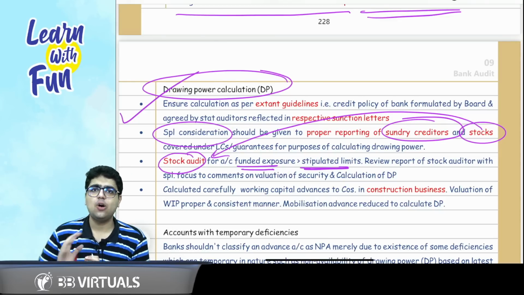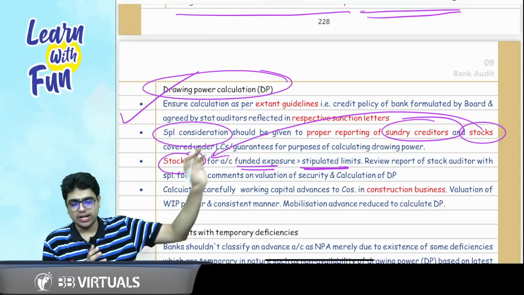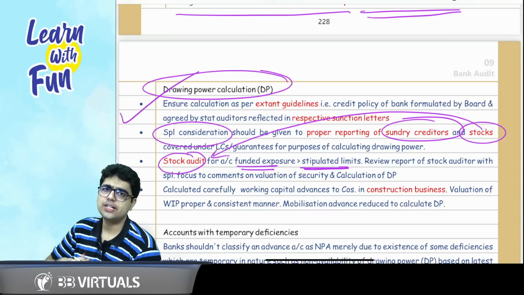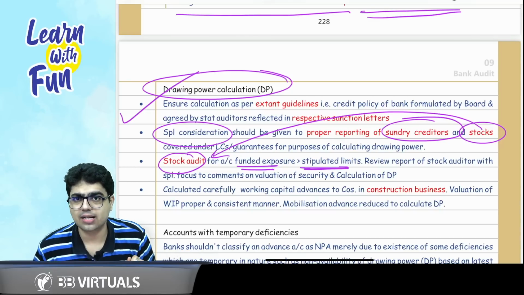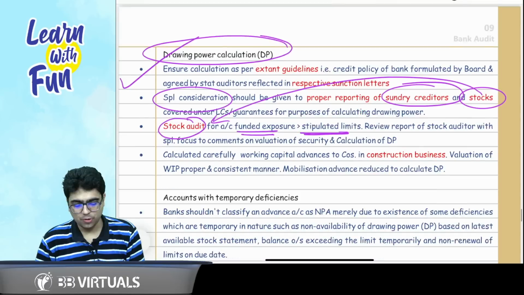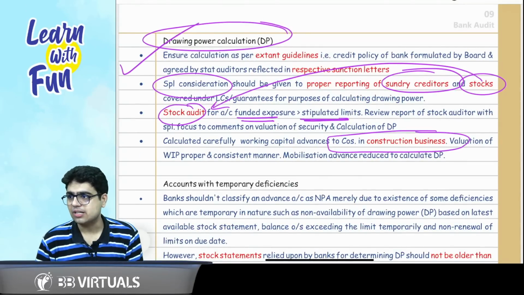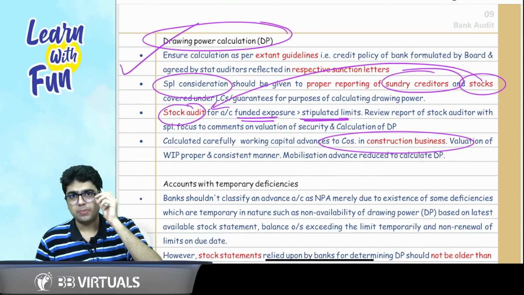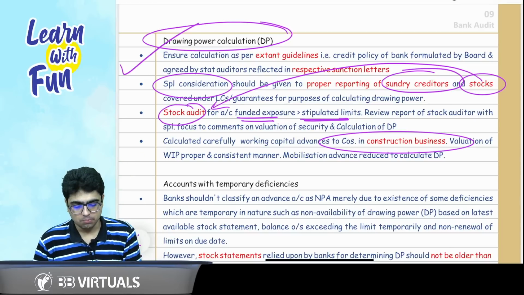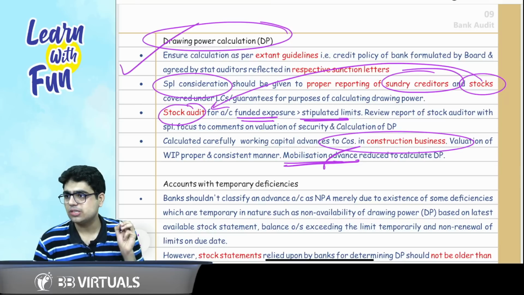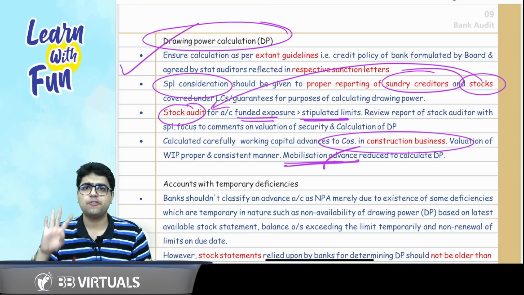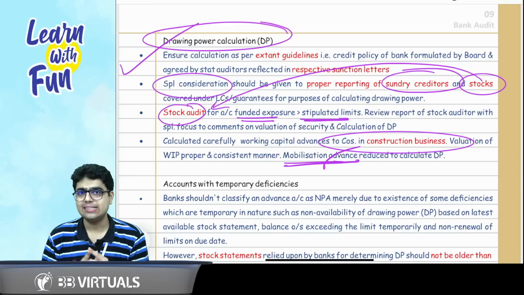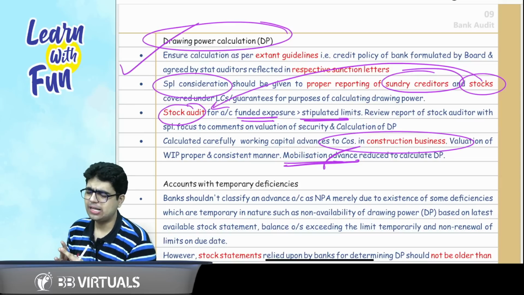Sir, how much is it allowed? Maximum 20% for 90 days. How do you know, sir? We have already covered this under the concept of loans and advances under the internal control part. And the last point is, in case the companies are in the construction business, make sure the drawing power is properly calculated by reducing mobilization advance. So that's all about drawing power. Four points as per the credit policy of the bank, which is also called the extant guidelines. Second part, special consideration to the current liabilities and the stock.